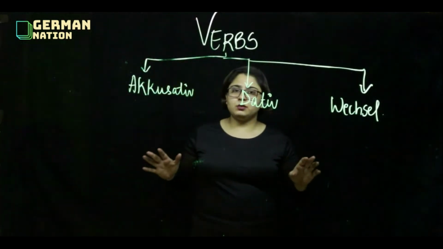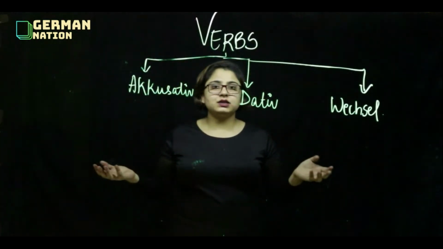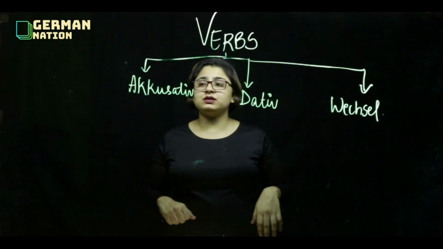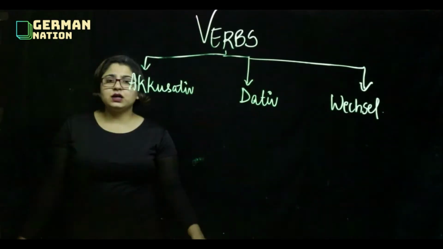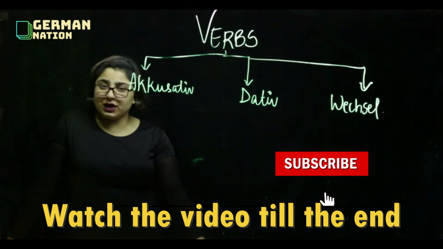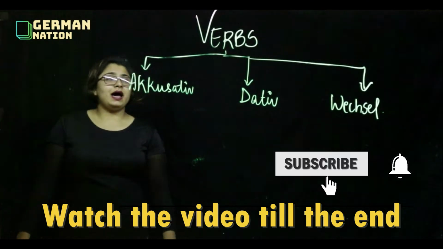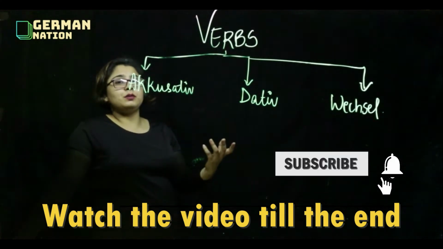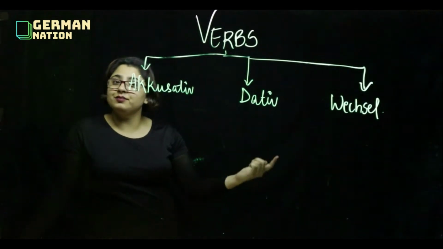Because actually there are n number of verbs. And without any reason, they are trifurcated into these categories, which are accusative, dative and wechsel. But the question is, do we actually have to learn it? Or is there any trick that could help us identify which verb belongs to which category?